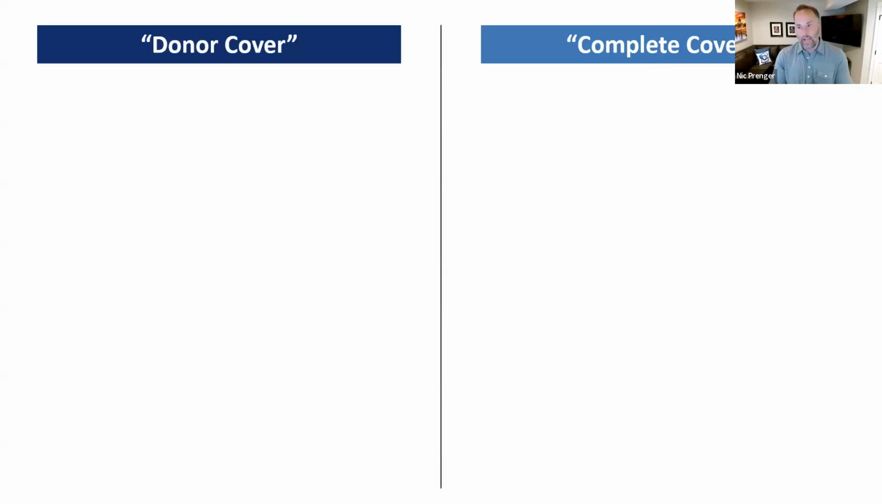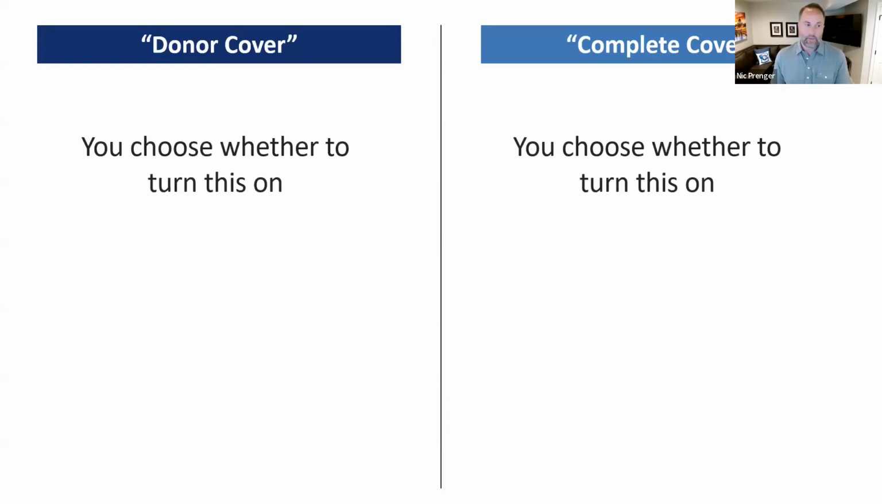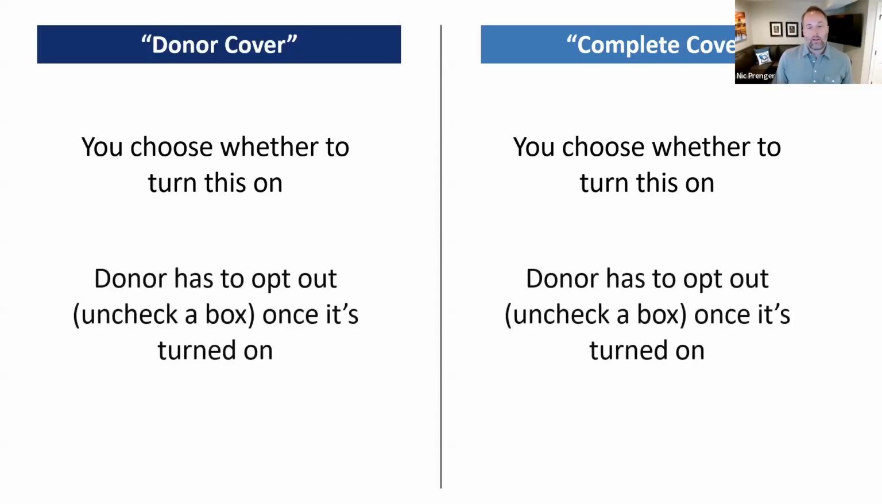There are two options from Blackbaud as I understand it. There's donor cover and there's complete cover. In both cases, you choose whether to turn it on. So Lauren, this is at the form level, right? If I'm an organization, I can set up one form with nothing. I can set up one form and turn on donor cover. I can set another form and turn on complete cover, right? Correct. So you are in charge. None of this is forced on you. You get all the control.